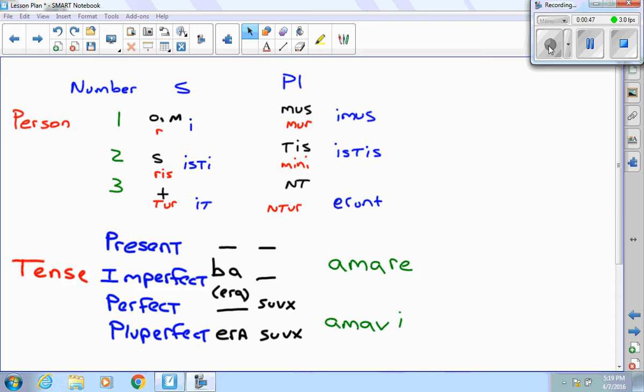The plural forms, the number is plural. The person is first, and the number is plural. So first person plural will have mus, mur, or imus. For second person plural, have tis, mini, istis. At third person plural, you'll have nt, ntur, and erunt.